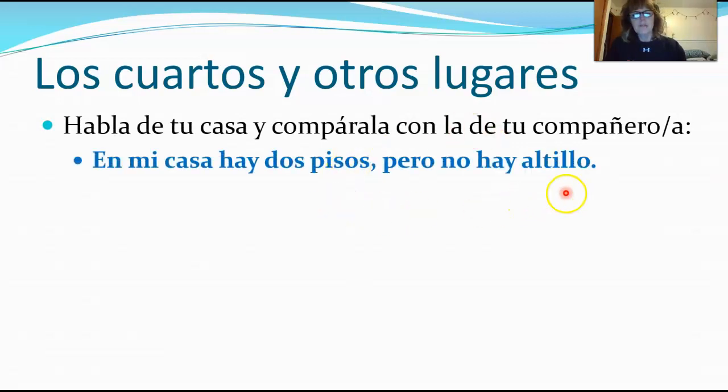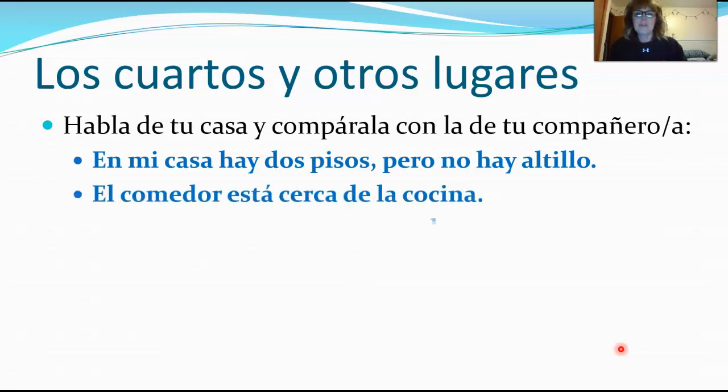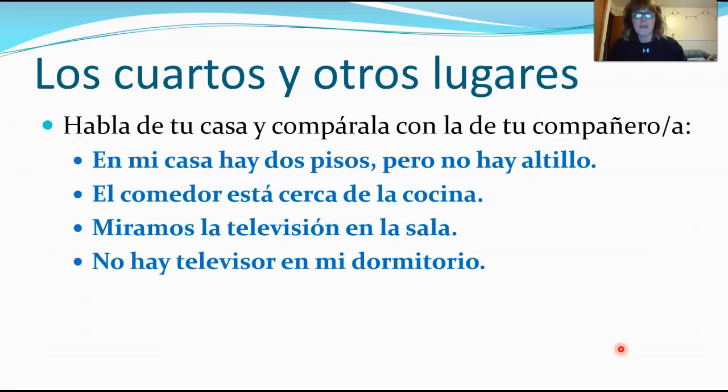For the last kind of thing, what I was going to have you do is with your compañeros, I was going to have you hablar con sus compañeros. Comparen sus casas. I don't have questions for you. I just wanted you to kind of talk about the rooms that you have in your home, si son grandes o pequeñas, that type of thing. So where they might be.